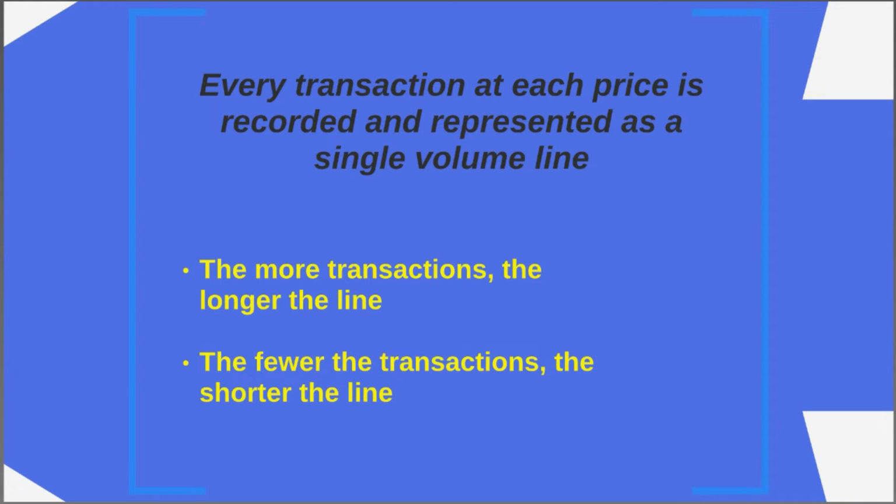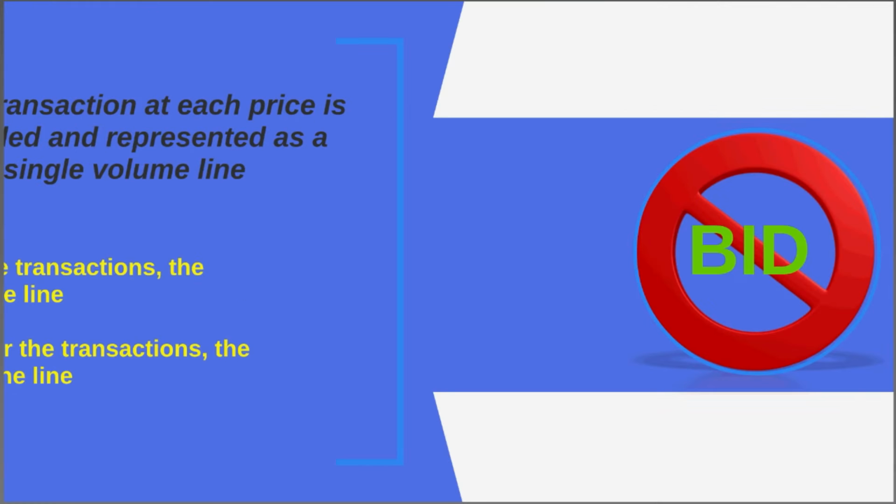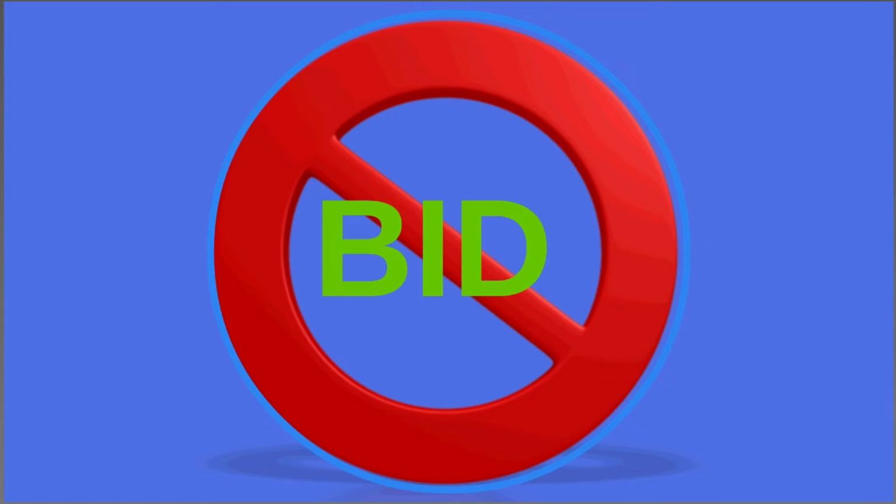So again, every transaction at each price is recorded and represented as a single volume line. This is really simple: the more transactions, the longer the line; the fewer transactions, the shorter the line. And that is going to give us the profile. You stack all those together and you have a profile.